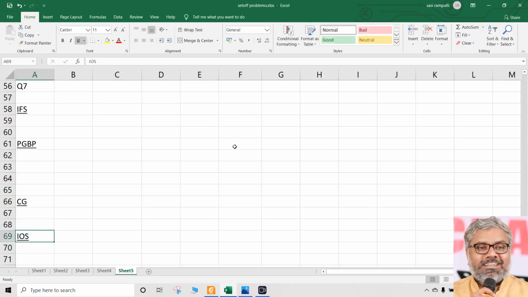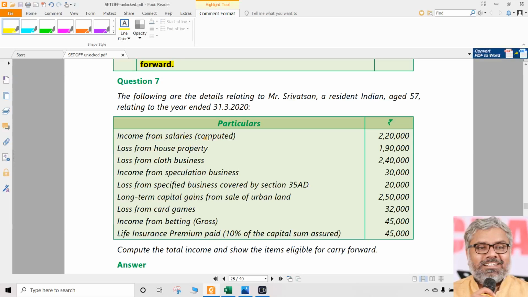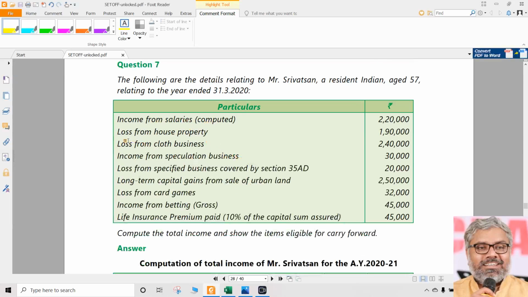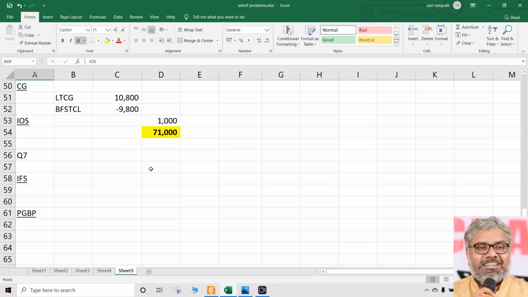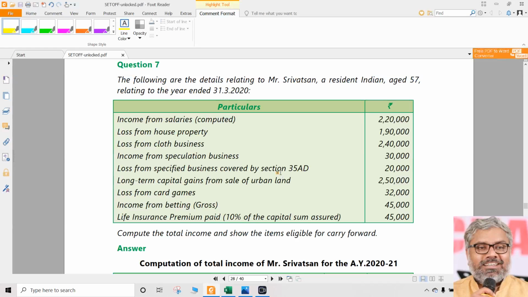So all the heads of income we write. Then we'll take the positive items first. Same procedure. Any number of questions, the procedure is the same. First, income from salary is computed. That is computed 2 lakhs 20,000. So that is in our column, 2 lakhs 20,000 computed already. So no need of deduction.